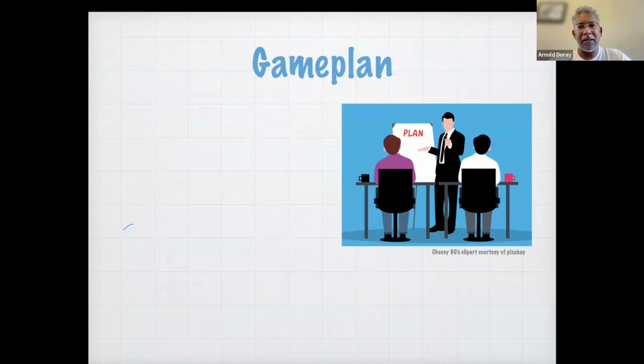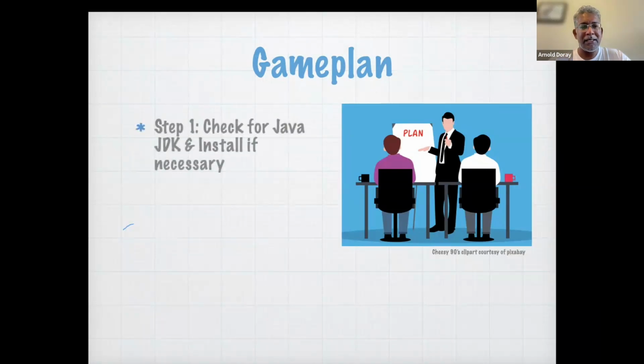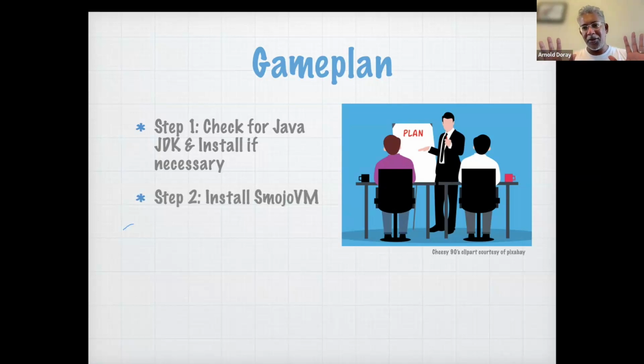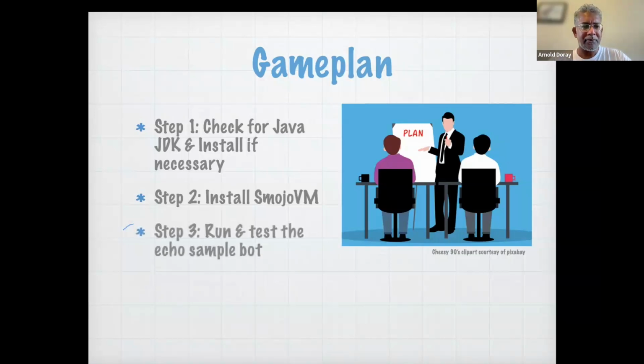So that aside, what is the game plan for the rest of the afternoon? Step number one, we're going to check whether you have all the necessary parts installed. I actually missed out one part, which is curl. I'll come to that later on. Once we've done all the checks and it's all installed on your Ubuntu or Mac OS, then we will install Mojo VM. And then step three, of course, we just run the example bots. There are a few example bots.